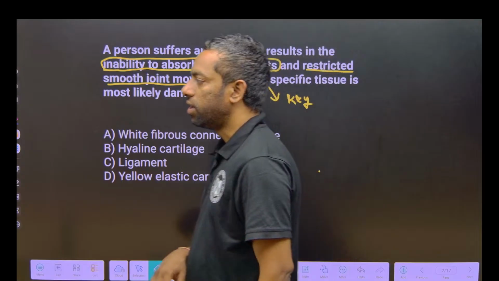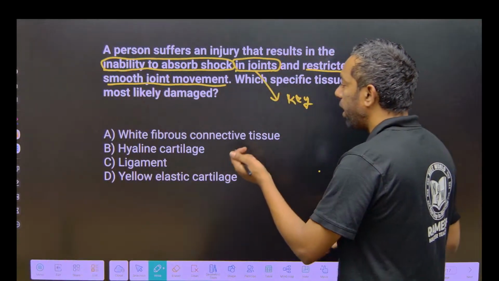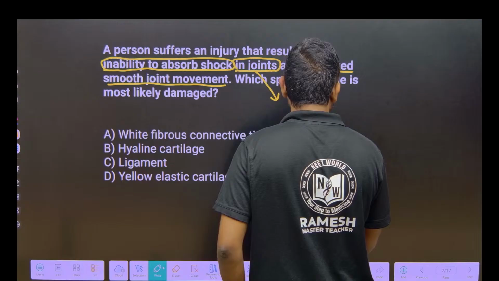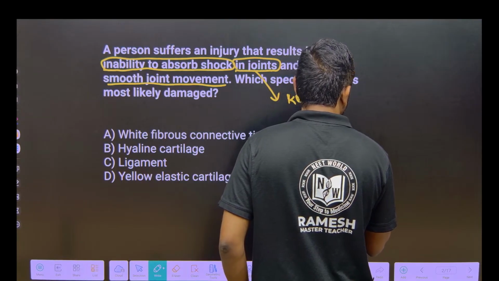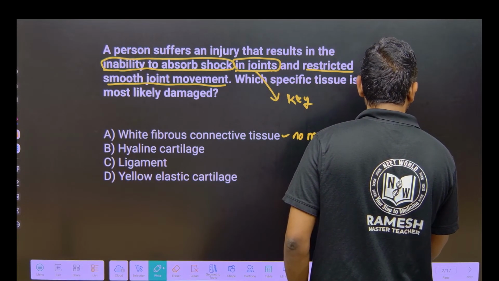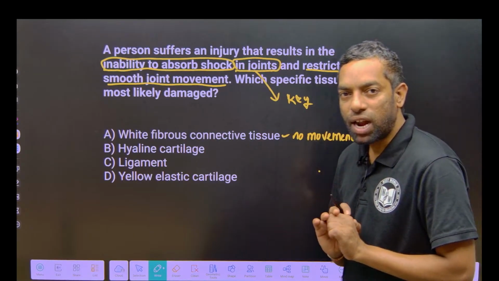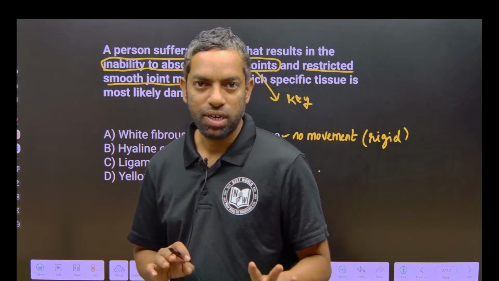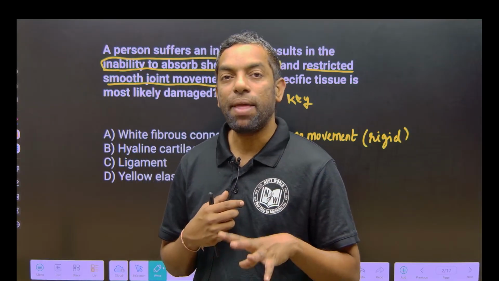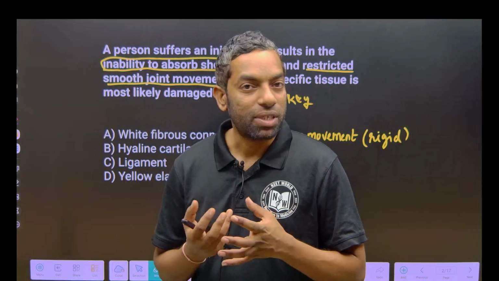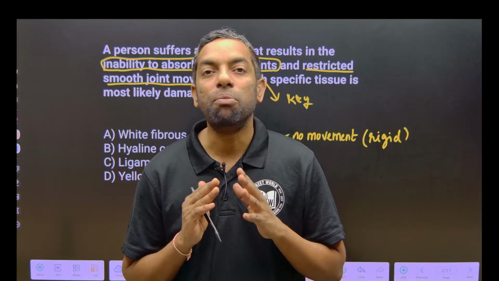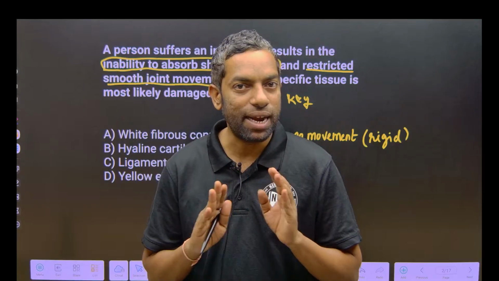Where white fibrous cartilage is present, there is no movement. It is not flexible, it is rigid. White fibrous cartilage will not move at all for shock absorption. It is found where the vertebral column and the cranial skeleton are attached to each other. It is not about movement. White fibrous cartilage is not at all for movement.